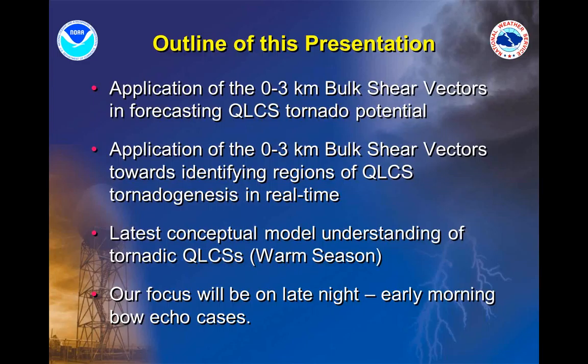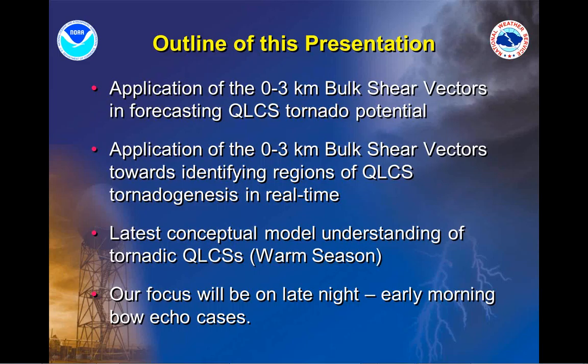There we go. Okay. So the outline of this presentation: we're going to focus on the application of the 0-3 kilometer bulk shear vectors in forecasting QLCS tornado potential. Using this application, we'll also identify regions of QLCS tornado genesis in real time. And I'm going to introduce some of the latest conceptual model thinking out there. I've been working with Dr. Nolan Atkins quite a bit over the years, and Nolan and I converse each month on how we can further improve the conceptual models that were produced back in the 2005, 2006 timeframe.